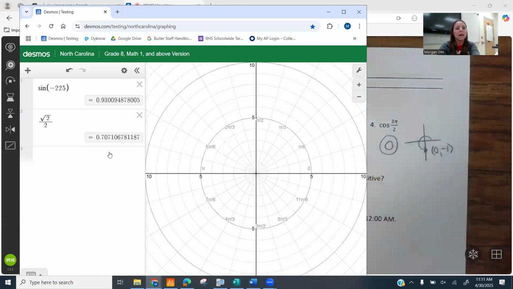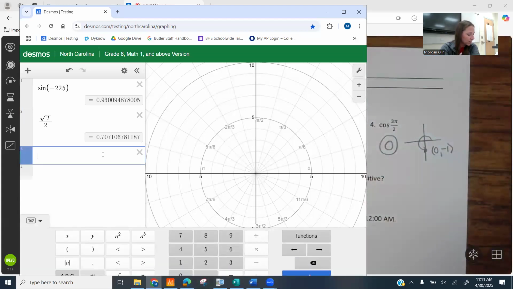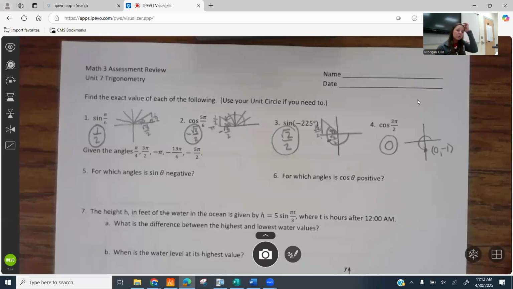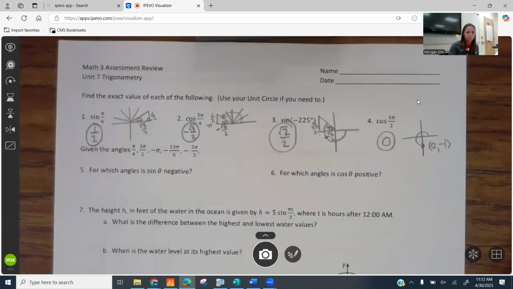Now, again, if you type in the cosine of 3 pi over 2, and this is in radians, just double check you're in radians, and you are, it does come out as 0, which is what I have here. All right, so know how to find this.